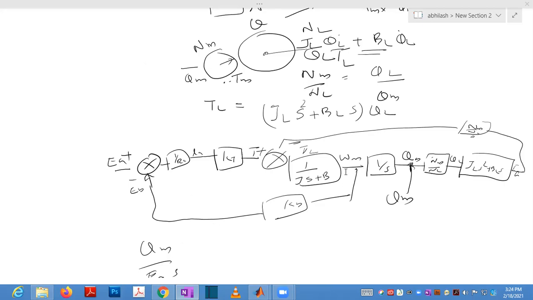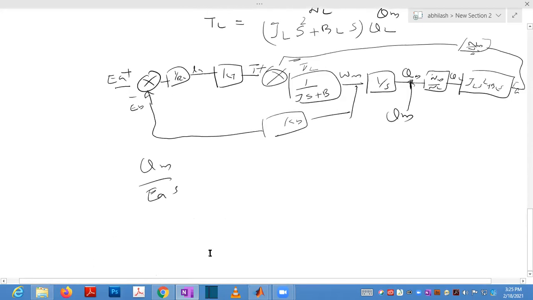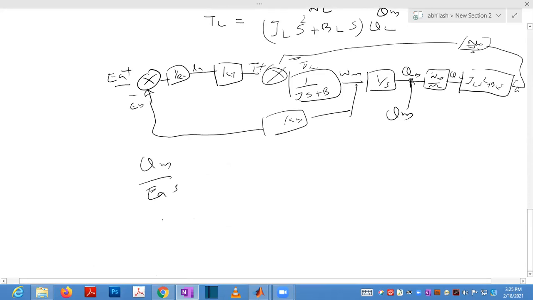If you are using both the things, it should come. The correct answer you will get. If you are using signal flow graph or block diagram reduction, whatever it is, only one answer you will get. This is plus and here it is minus. And this one also minus. So this transfer function, theta m upon EA of s, will also be an open loop transfer function.